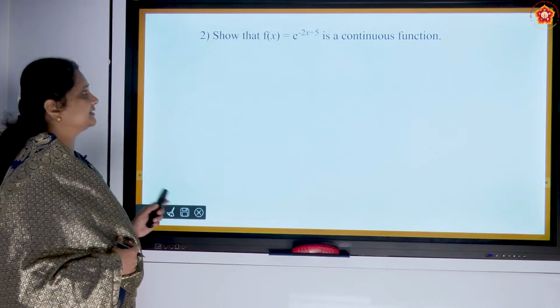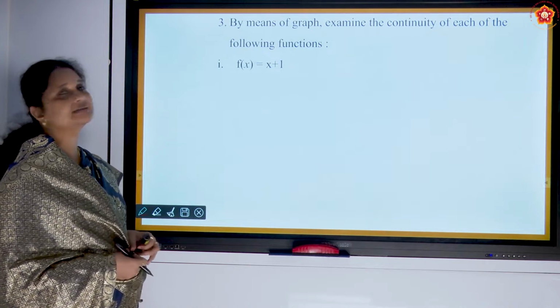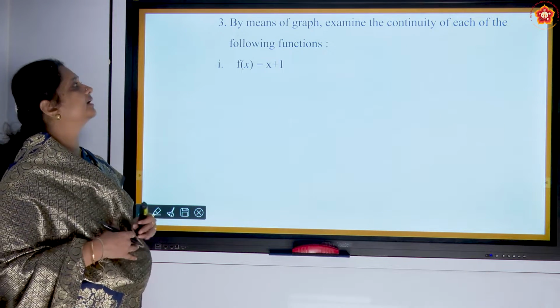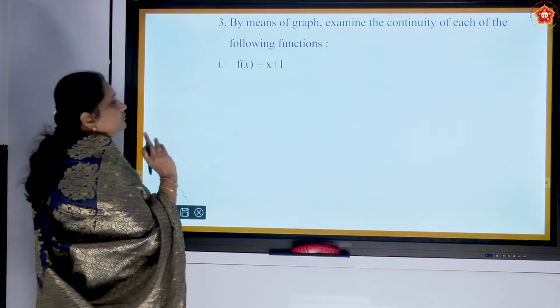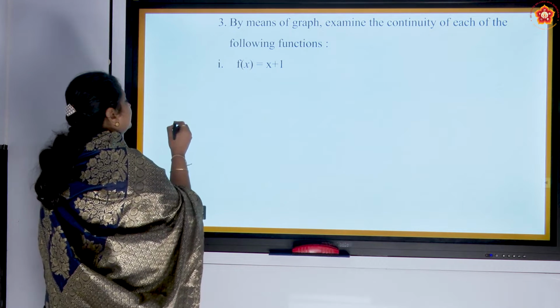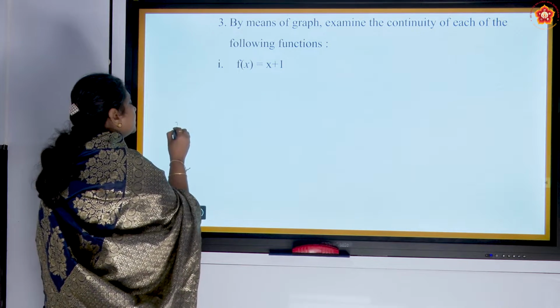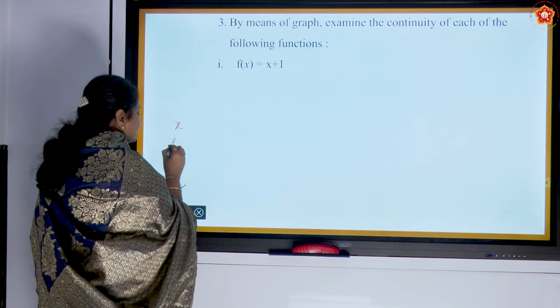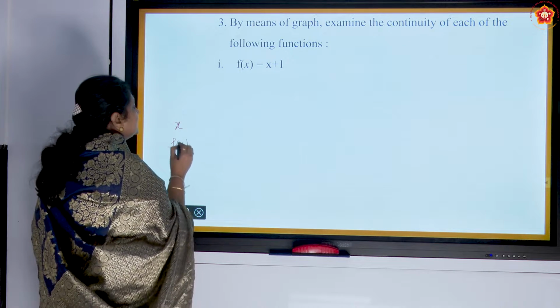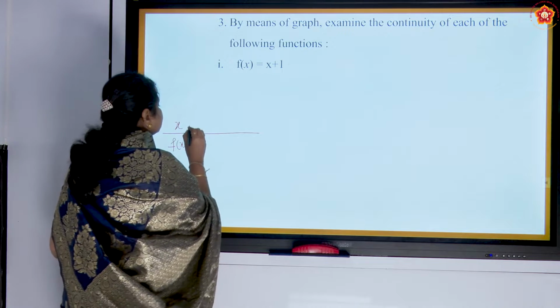Let's move on to the next question. The question says, by means of graph, examine the continuity of each of the following functions. So we are going to graph it. Before we graph it, we'll try to find the coordinates. We'll give values for x and find the corresponding f of x value.